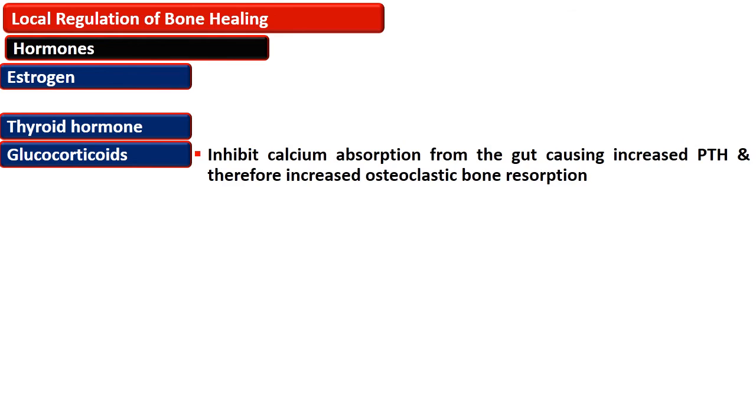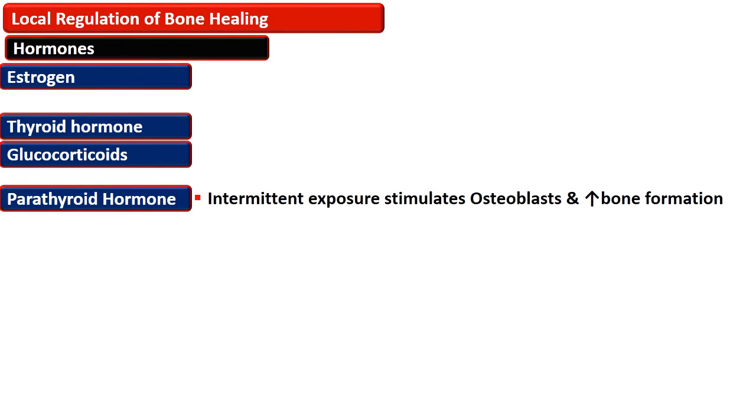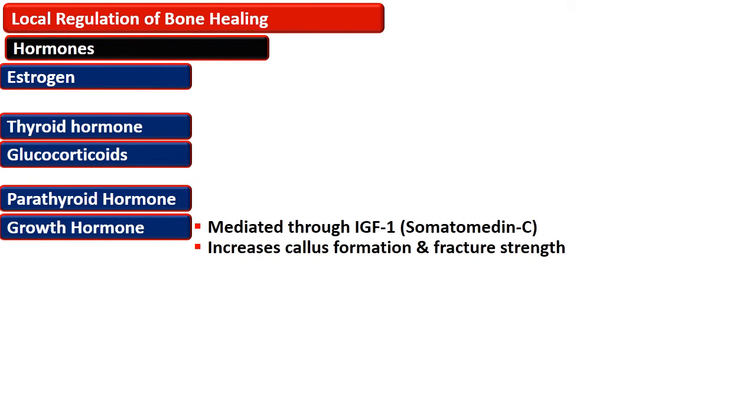The glucocorticoids inhibit calcium absorption from the gut, causing increased parathyroid hormone and therefore increased osteoclastic bone resorption. With the parathyroid hormone, intermittent exposure stimulates osteoblasts and increases bone formation. The growth hormone activity is mediated through insulin-like growth factor 1, which is also termed somatomedin C. It increases callus formation and fracture strength.